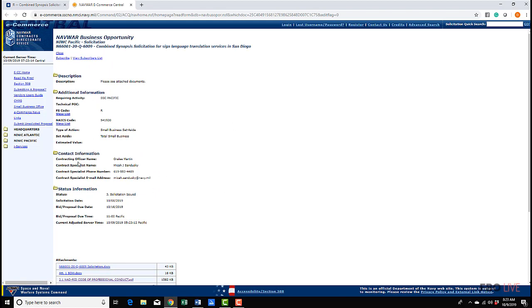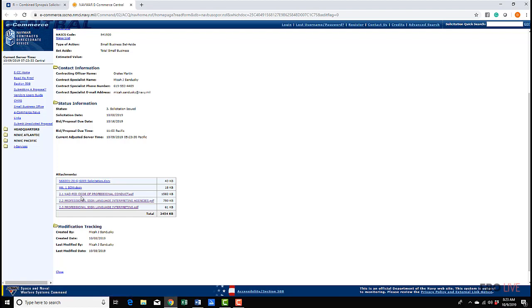As you can see, they've kind of repeated themselves with some of the basic information that we just pulled from FBO. They've got the set aside, contracting officer name, phone number, email, response date, all that good stuff. And then they have the attachments, which is what I'm really interested in. So it looks like they got a solicitation, they've got a statement of work, they've got a NADRID professional conduct download, and then they've got professional sign language interpreting agencies, and then professional sign language interpreting PDF.